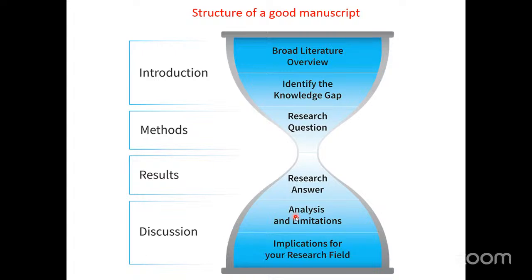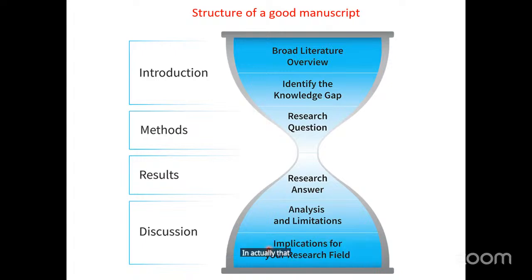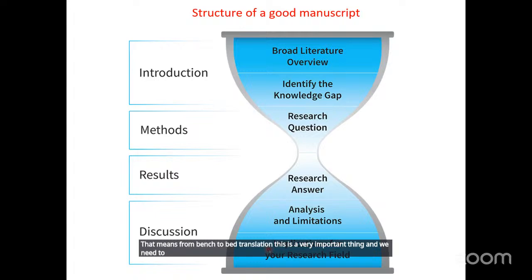So this is a very bad practice amongst us, that we always go for the positive result. Okay, we have found this one, and this was significantly upregulated, this was significantly downregulated, so this contributes to cancer, all like that. And also the implication of the research, that means from bench to bedside translation. This is a very important thing, and we need to put at least 1 to 2 sentences about the particular application or implication of the work.